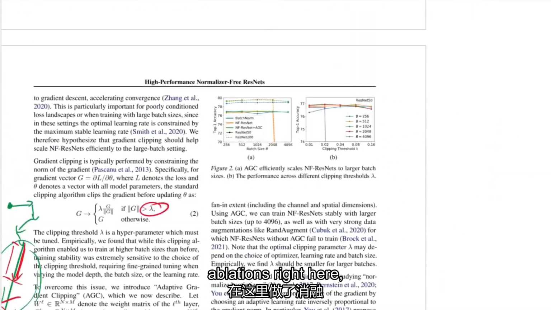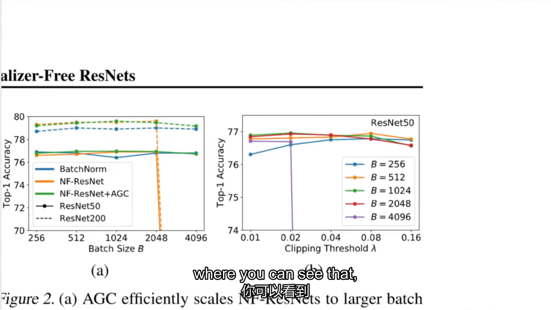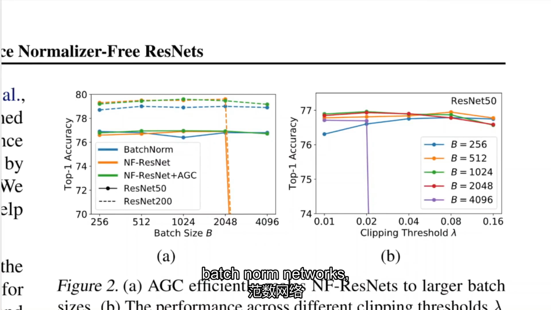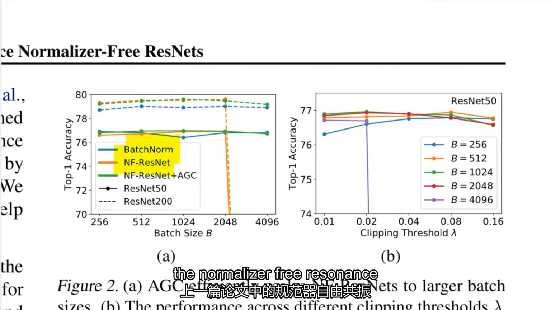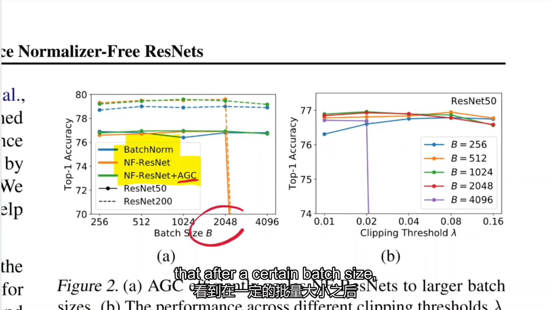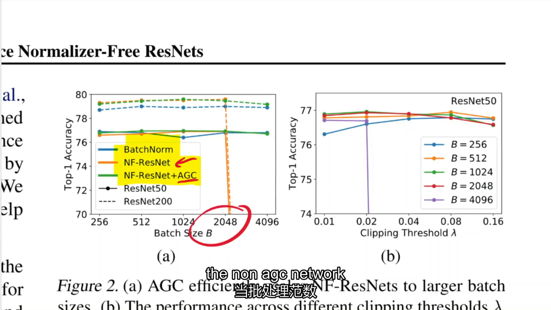So they do ablations right here, where you can see that, for example, if you compare batch norm networks, the normalizer-free ResNets from the last paper, and the normalizer-free ResNet plus this adaptive gradient clipping, after a certain batch size the non-AGC network simply collapses, while the batch norm one and the gradient clipping one prevail. So this seems to be the recipe to go to higher batch sizes.